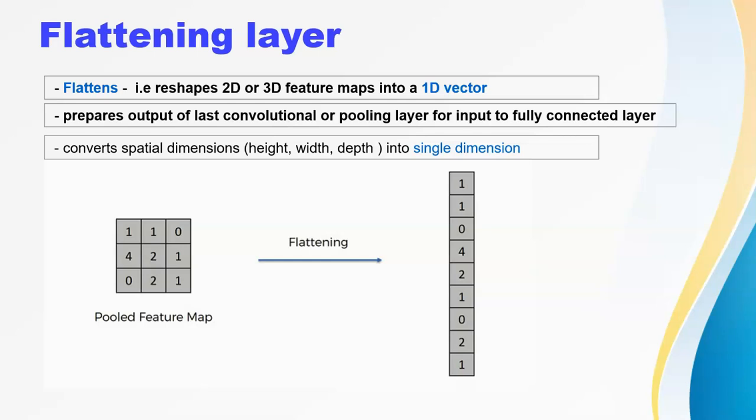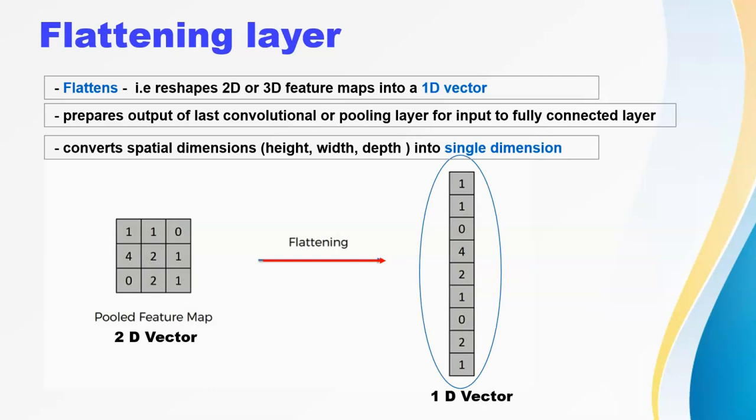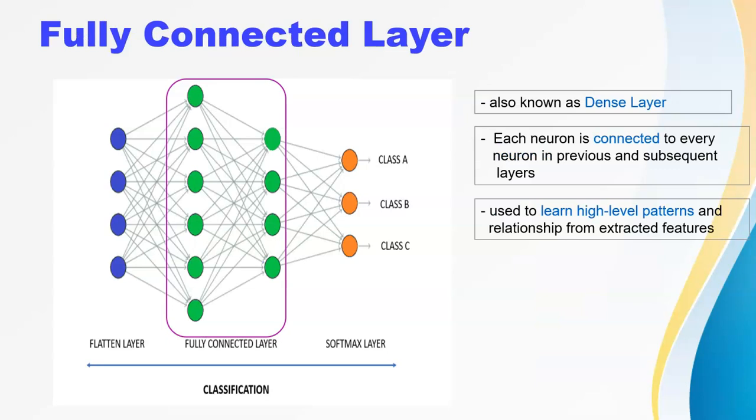The output of the preceding convolutional or pooling layer is typically a 3D tensor with dimensions like height, width, and depth. The flattening layer simply flattens the 3D tensor into a 1D vector by unraveling all the values, essentially converting the spatial dimension into a single dimension. In the example shown, you can observe how a 2D tensor is converted into a 1D tensor by the process of flattening.